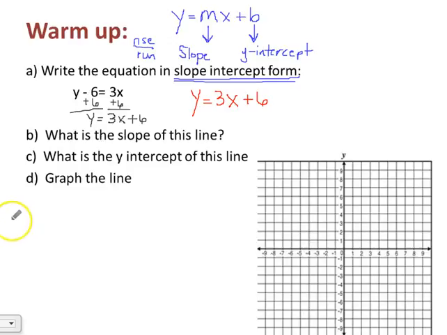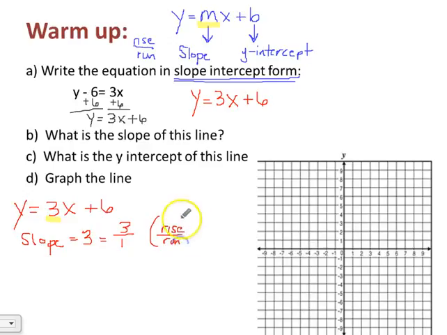So what is the slope of the line? There's my equation. What is the slope? Well, remember, our slope is the number that's being multiplied by the x term. That's what our slope is. So in this case, our slope is equal to 3. And remember, we always want to write slope as a fraction so that I have my rise over run. So I'm going to go ahead and put that 3 over 1. That's the same thing. 3 divided by 1 is the same thing as 3.